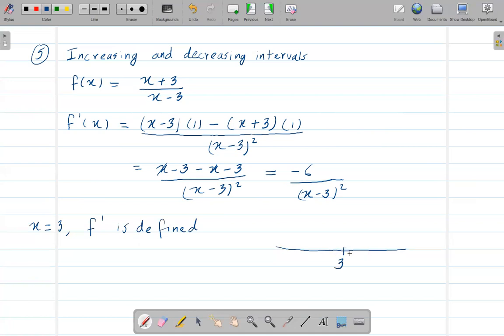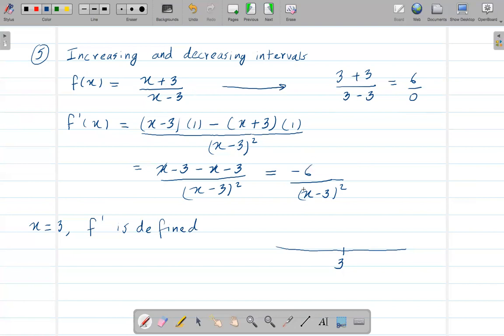So can we say that this 3 is a critical number? No, still not. After this, we need to check this in the original equation. If the original equation exists, then only we can say this is a critical number. So if I take this 3 and plug in here, then we get 3 plus 3 over 3 minus 3. So we get 6 over 0. So this is undefined, all right?